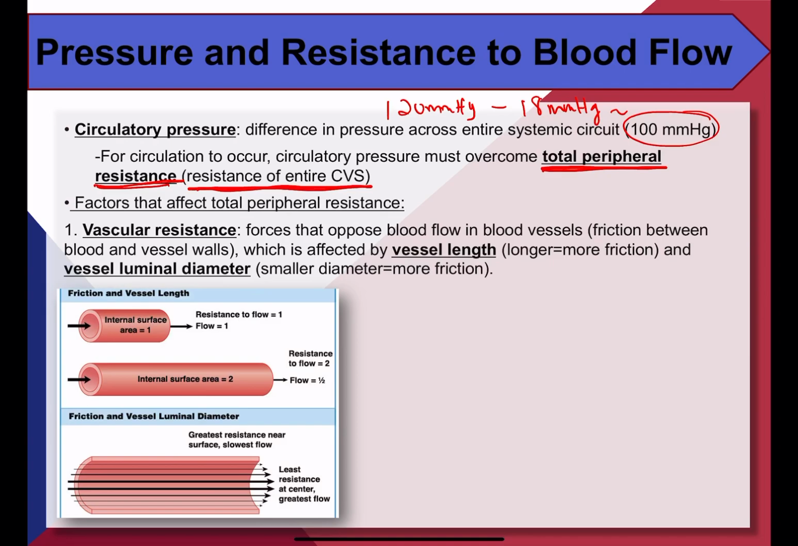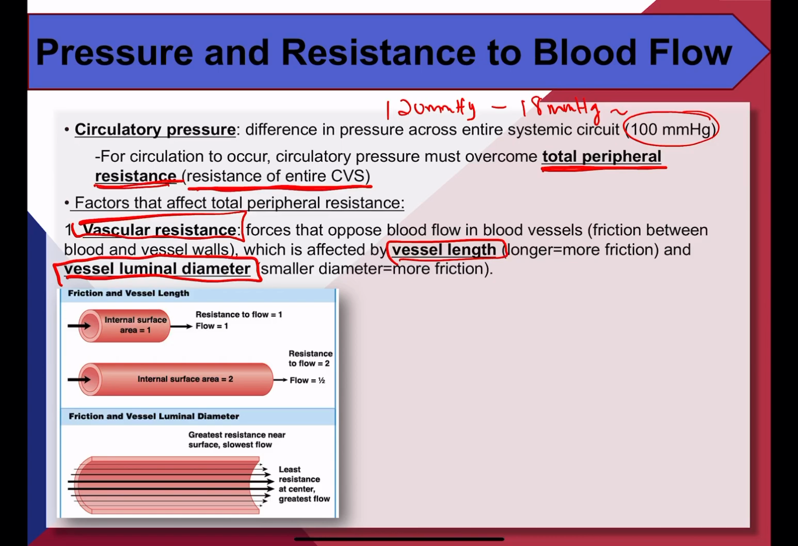One of those factors comes from what's called vascular resistance, which is a force that opposes blood flow in blood vessels due to the friction between the liquid blood and the solid part of the blood vessel wall. See what I mean by sounding a lot like physics? The amount of friction that the blood vessel can have on blood flow can be attributed to two things. One is the length of the blood vessel, and the other is the luminal diameter of the blood vessel.